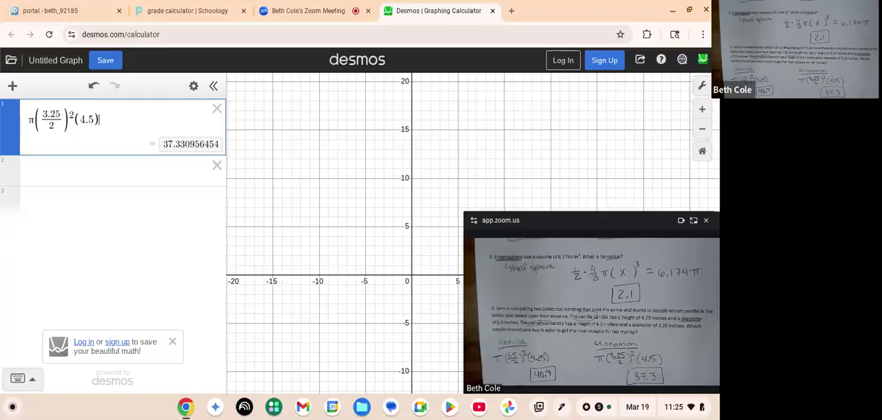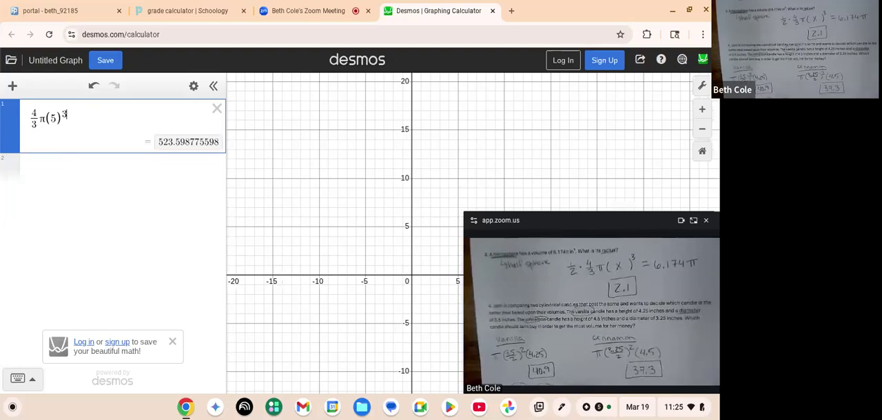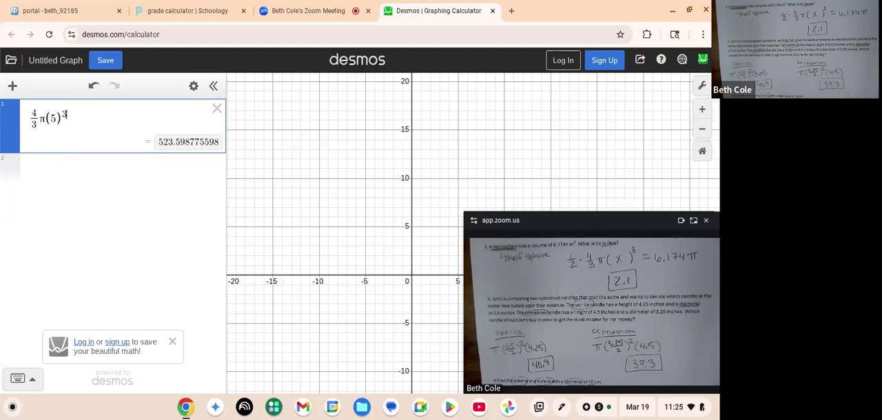All right, and then the last one was that sphere. So 4/3 pi 5 to the third, 523.6. Are you all seeing where I'm putting parentheses and how you get pi on the calculator, et cetera? When you're taking the test, you can't go, hey, how do I type this? Like, you're going to have to know how to type.